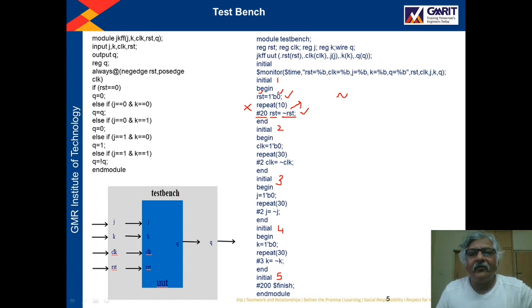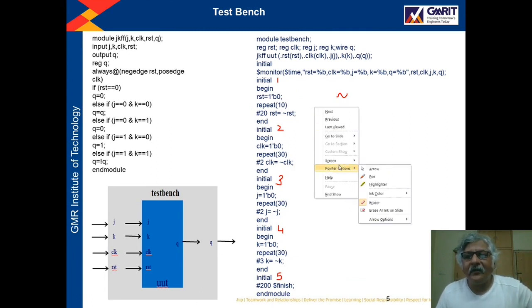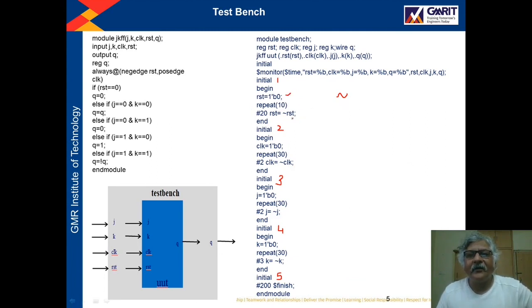Right now, what value have we assigned to RST here? We have assigned 0. So this will complement that, and RST will get a new value, 1, because the complement of 0 is 1. 1 will be the new value of RST. But at what time? After 20 units of simulation time.